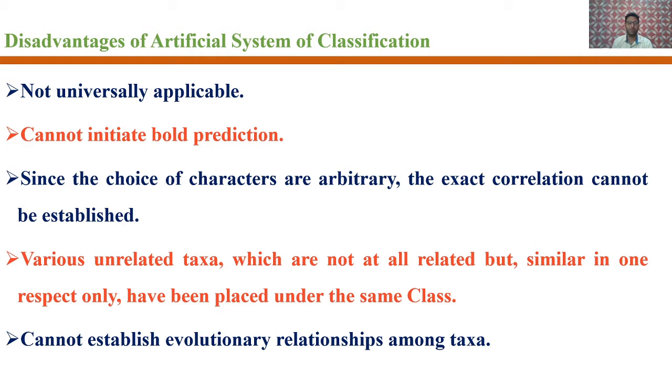The artificial system of classification also has some disadvantages. For example, it is not universally applicable. Number two, it cannot initiate bold prediction. Third, since the choice of characters is arbitrary, the exact correlation between different groups cannot be established. Number four, various unrelated taxa, which are not related at all but similar in only one respect, have been classified under the same class in this classification. And number five, it cannot establish evolutionary relationships among taxa, which is found in phylogenetic classification.